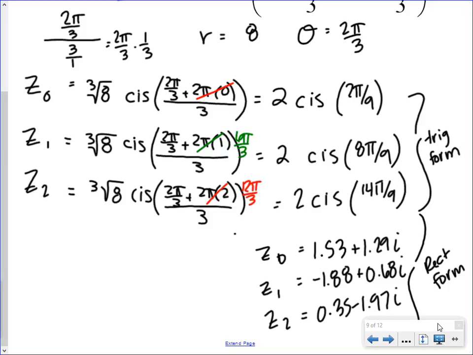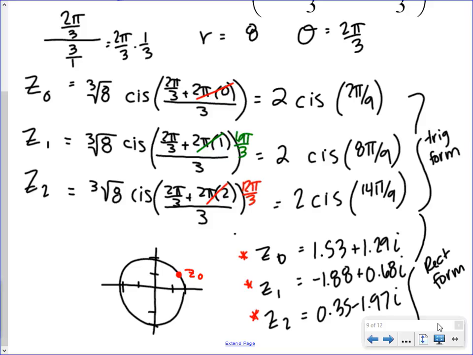Here's what I want to do with the rectangular form. Our modulus for this problem, our R value, was what? 2. So it's talking about a circle with a radius of 2. I'm going to draw a circle, radius 2. And you just found the roots of a complex number. Okay? And if I plot them, so I'm going to plot these 3 in rectangular form. My first one is 1.53 plus 1.29i. So I'm thinking about the complex plane. 1.53, 1.29. Okay, so there's z sub 0.